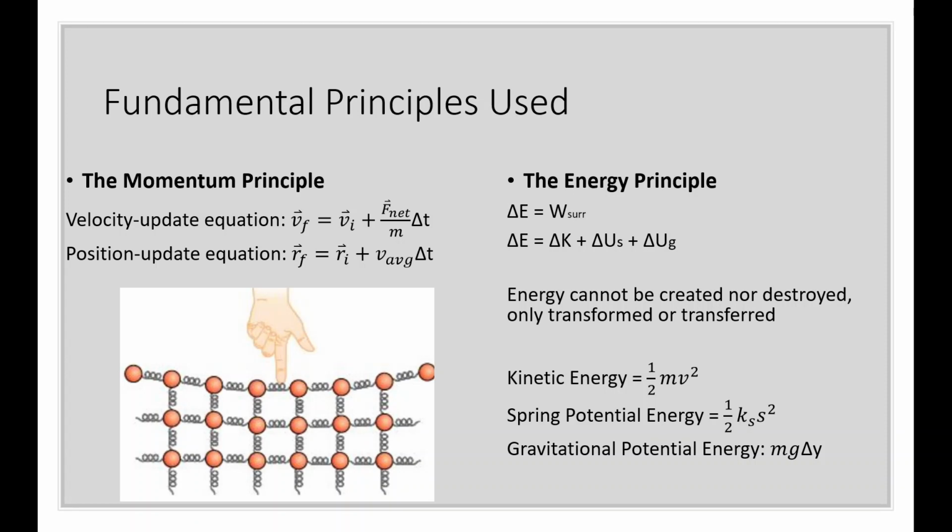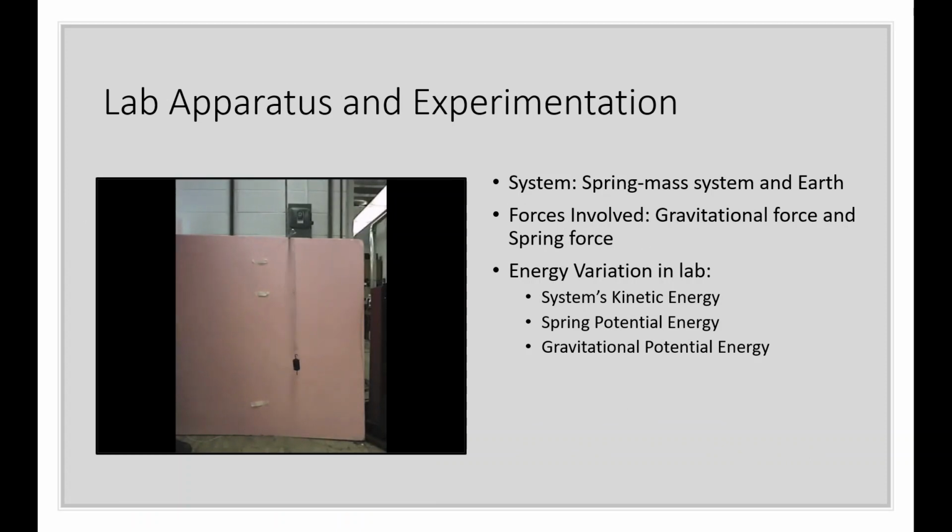The image to the left shows how potential energy arises from the interaction of a pair of objects, similar to the spring mass system in the lab. To the left, you can see the video I analyzed in Tracker. The system was the spring, mass, and the earth. The forces involved were the spring and gravitational forces, and the energy variation involved was the mass's kinetic energy and the spring and gravitational potential energies.